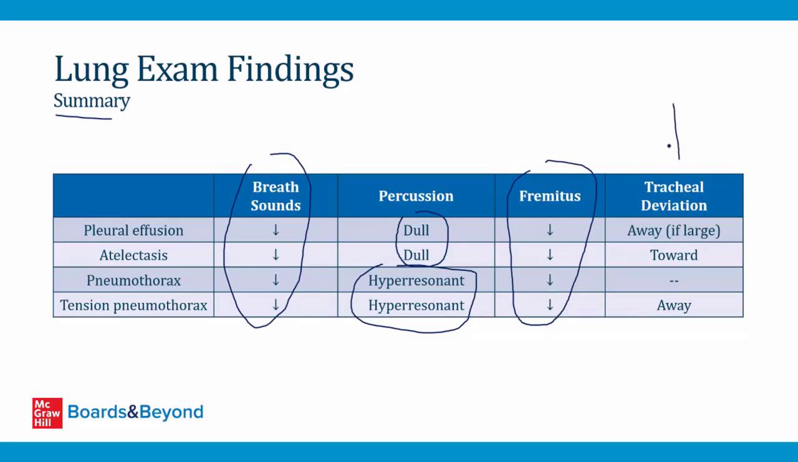And then right here, I've summarized the important examples of when the trachea becomes deviated. The only time it's really deviated towards the affected side is in atelectasis. Pleural effusions, tension pneumothorax, these cause the trachea to deviate away from the lesion.